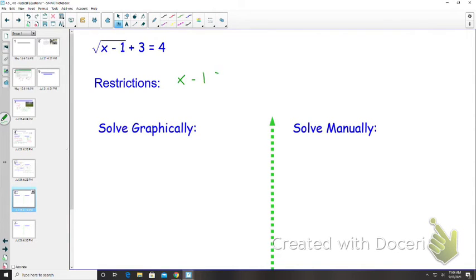So x minus 1 must be greater than or equal to 0. Add 1 to both sides. We know that x must be greater than or equal to 1. That is our restrictions.